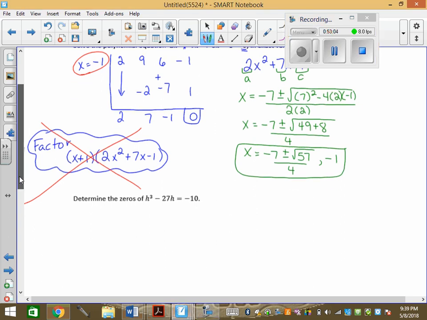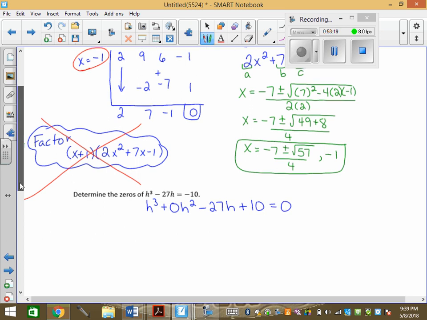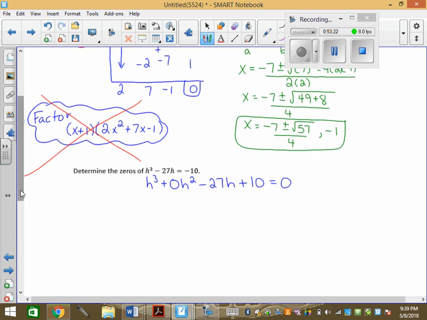The next one says determine the zeros. If you want the zeros, you have to get it equal to 0. So we have h cubed plus 0h squared minus 27h plus 10, and it has to equal 0. If it doesn't equal 0, you have to have it equal to 0. There is no h squared, so I have to put a 0 as a place.